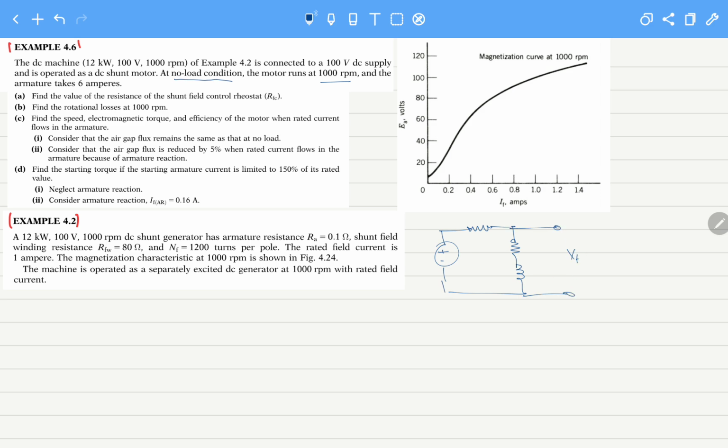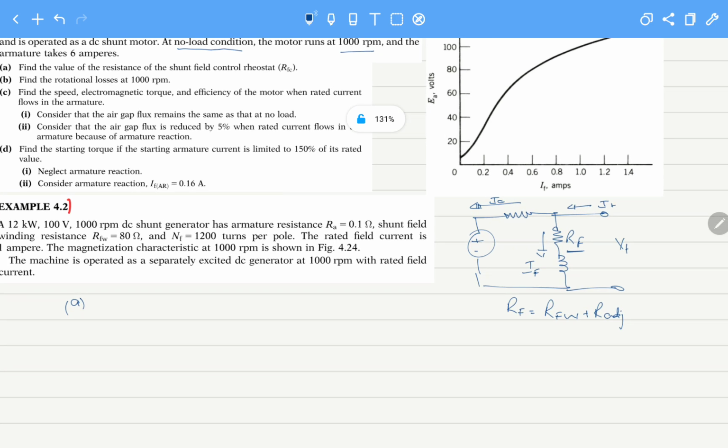we know that there is a terminal voltage V terminal, a current I terminal flowing, IA and IF, and we have the field winding resistance RF. We know that RF equals field winding plus R adjustable, also written as field control FC resistance. At this condition, the armature takes 6 amperes. IA equals 6 amperes, the current flowing at no load.